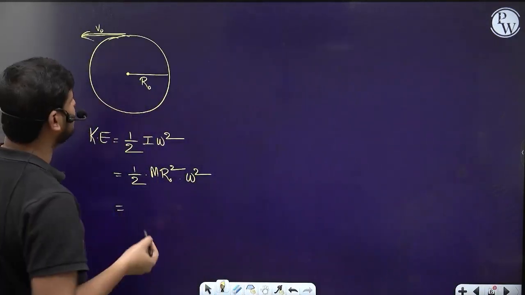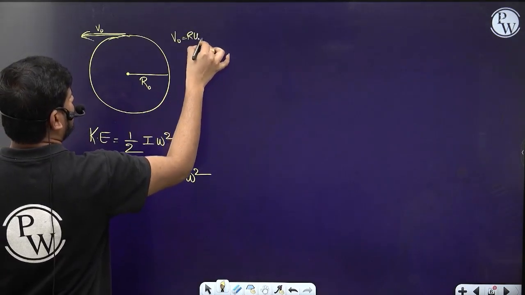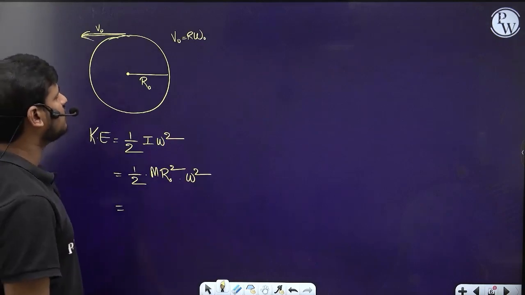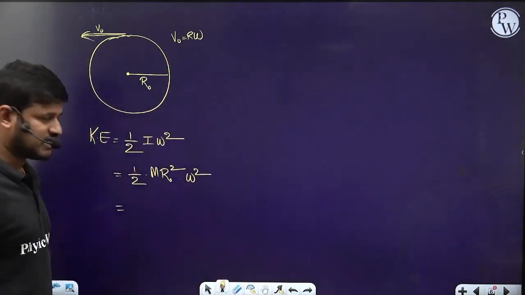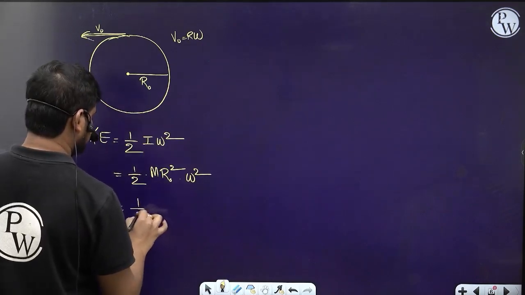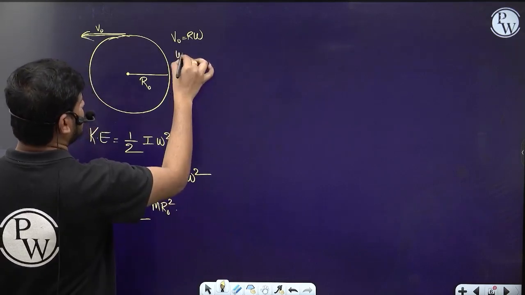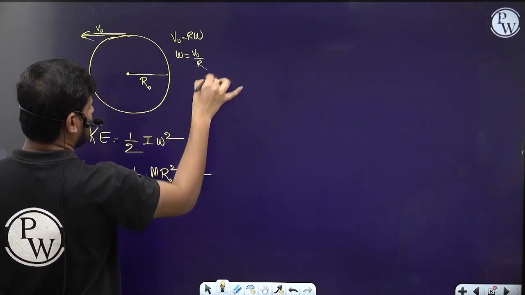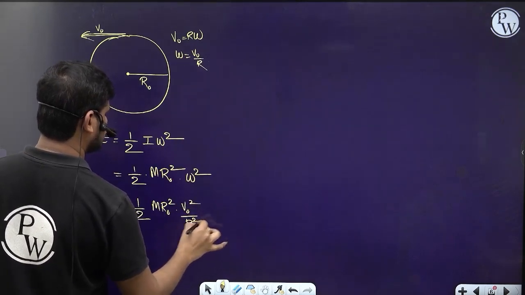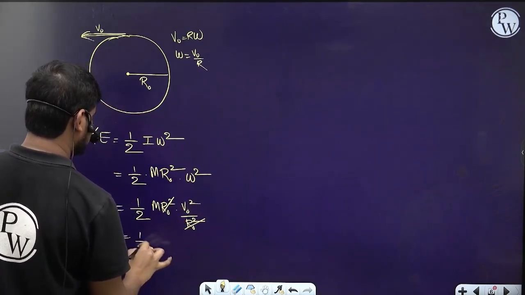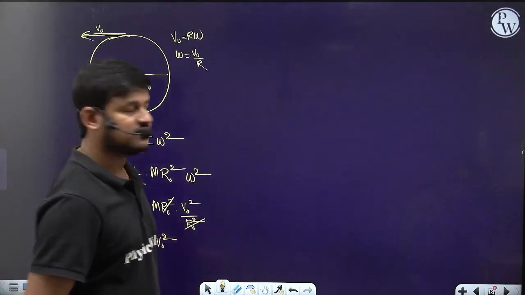What can we write in place of this omega? We know that v0 is equal to r omega, yes or no? v is equal to r omega, right? So the same thing I'm writing: half m r0 square into, in place of omega, we can write v0 by r0, so v0 square by r0 square. So r0 square cancels, and this will become half m v0 square. Or else you can directly consider it as the kinetic energy.